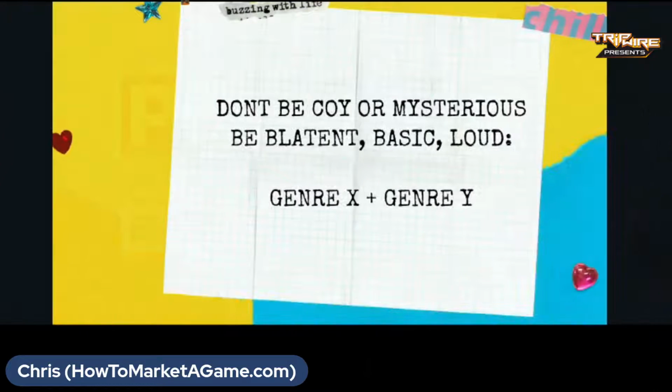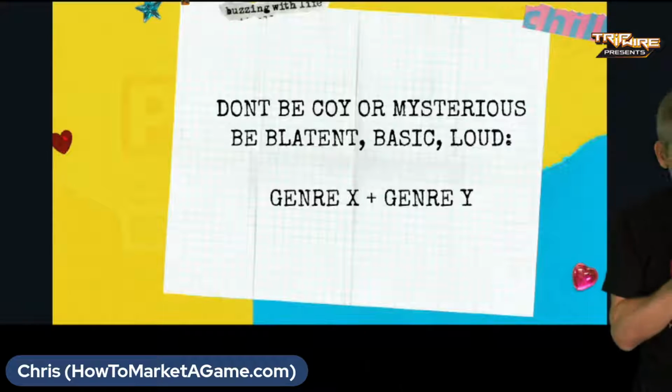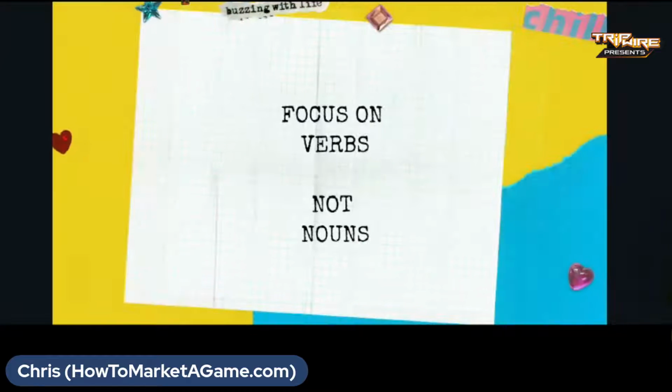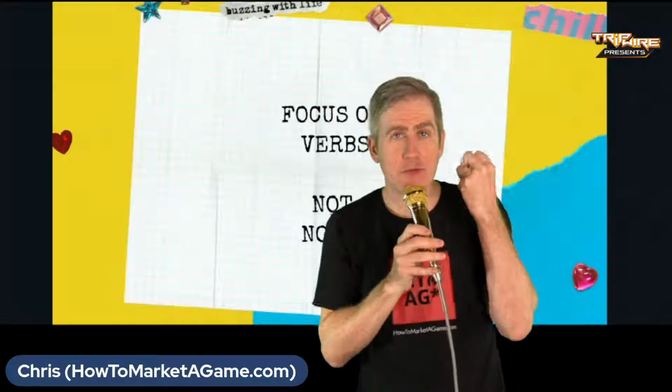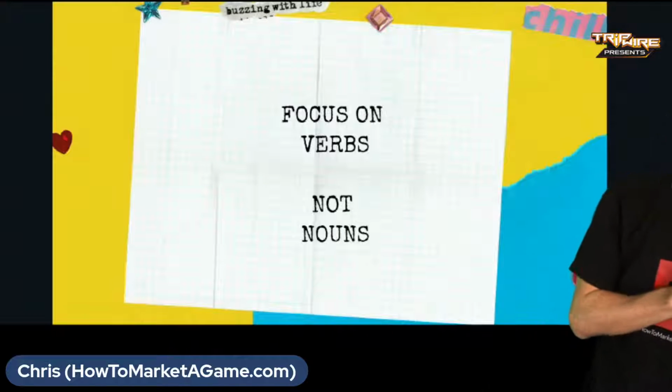We don't have to overthink things. So don't be coy or mysterious. Be blatant, loud. Say my game is genre X and Y, game X, game Y, mix them up. The other thing is you got to focus on verbs. Games are about the actions you take, not the lore.